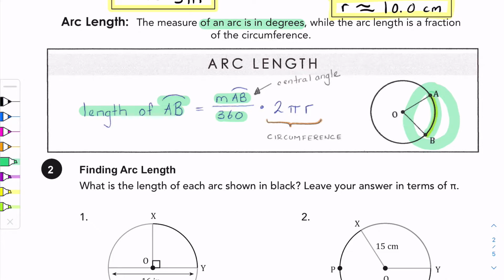So if you're trying to find the length of a piece of a circle instead of the entire circumference, this is the equation that you use.